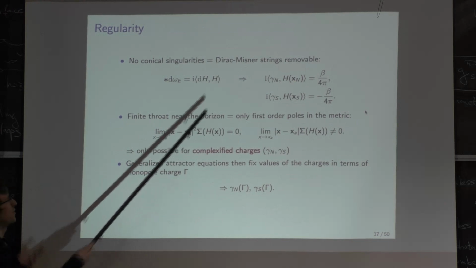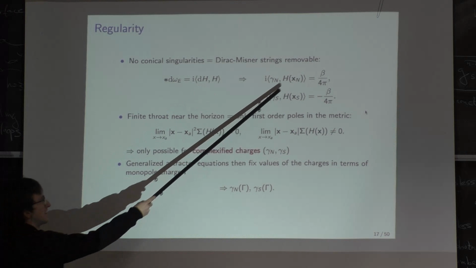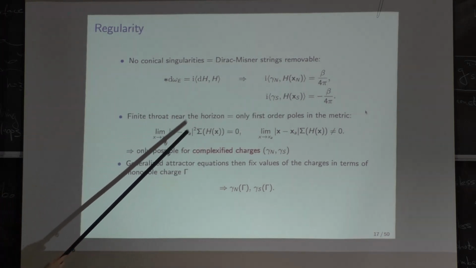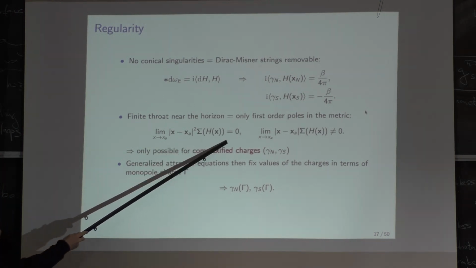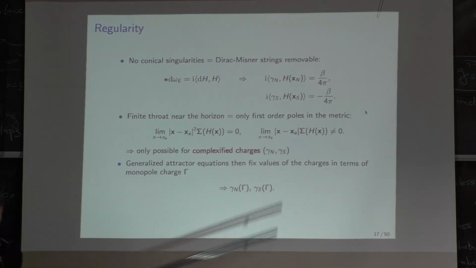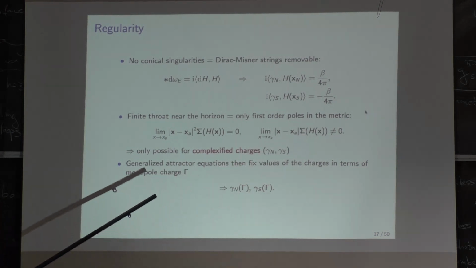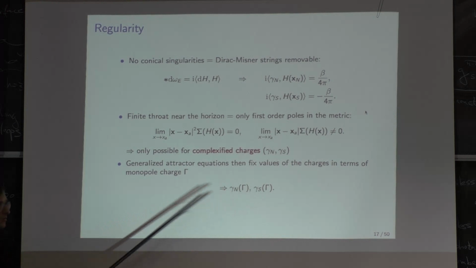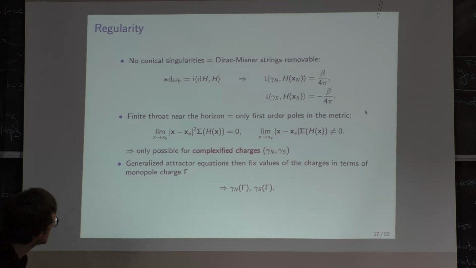So just briefly, as before, we impose no conical singularities. This imposes new regularity conditions, and then finiteness in the horizon corresponds to requiring that we don't have second order poles. We still retain first order poles. And this turns out to require you to work with complexified charges, and these complexified charges, through the attractor equations, can actually be uniquely fixed in terms of the monopole charges of the corresponding black hole.